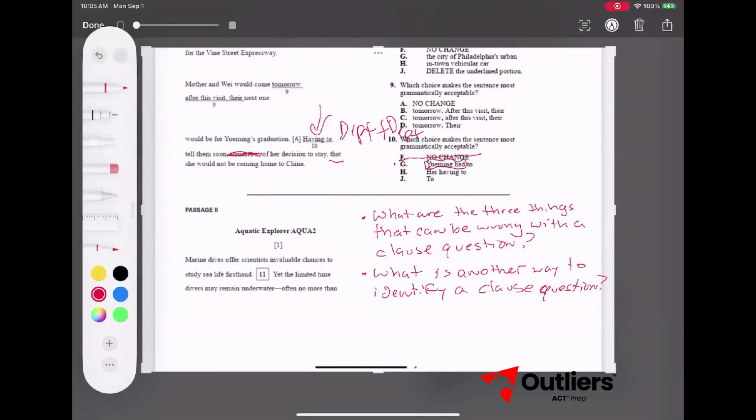Answer H, her having to tell them soon of her decision to stay. All right, there's no verb here. Having is not a verb. It looks like a verb. It's a participle. But participles need to have a helping verb to be a verb. And so you might have gotten tripped up on that part. But if it ends in an ing, it must have a helping verb to be a verb. It could be a noun, which is when it would be a gerund, but that's a different thing that we'll deal with for another problem, not on this one. But for now, there is no independent clause in answer H, so we can eliminate H because there's no independent clause. And J is going to be the same.